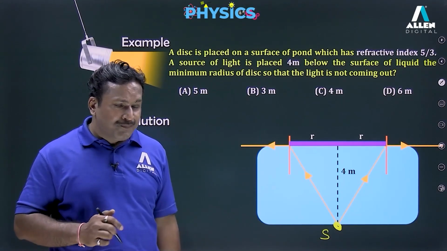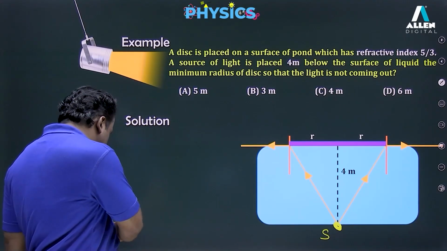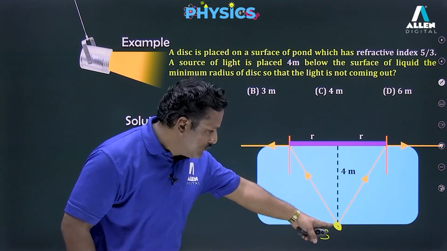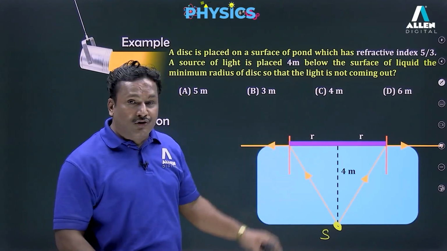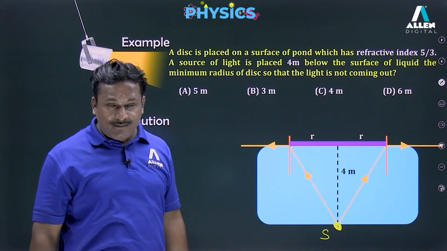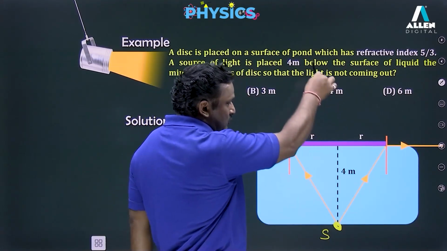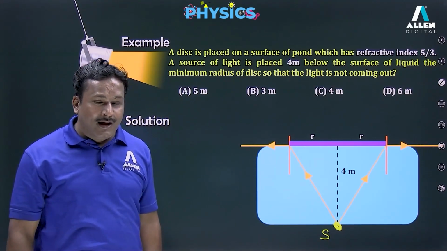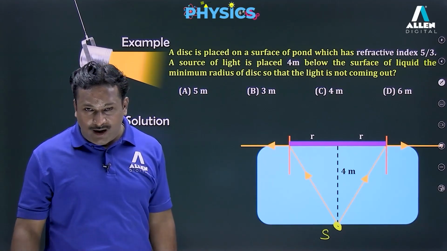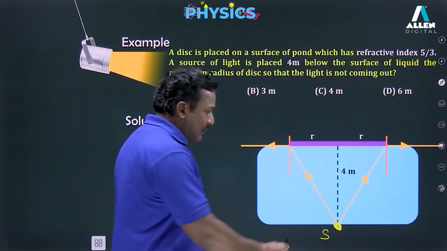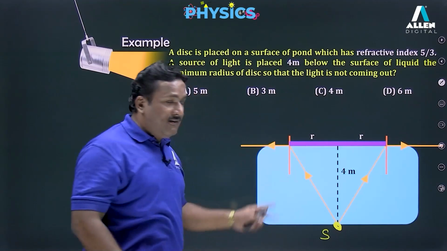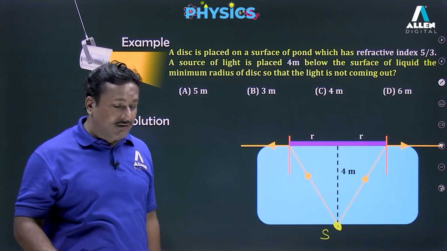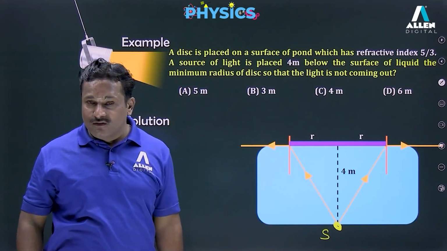Let me first tell you. The light rays coming from the source, if they go with normal incidence, if the angle of incidence is equal to 0 degree, what will happen? The angle of refraction also remains 0 degree. So there will be no bending of light. If the disc is not there, that ray of light will go straight.